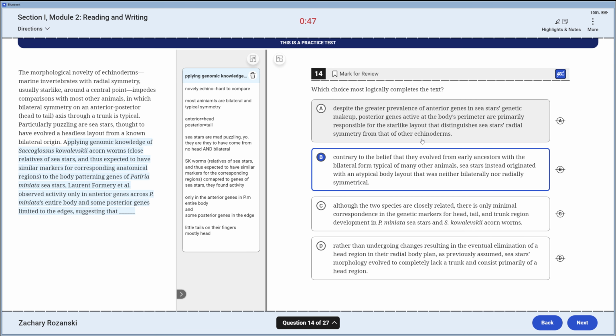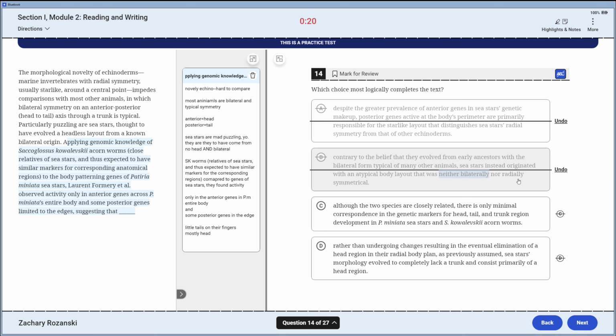What's happening? Okay. Despite the greater prevalence of anterior genes in sea stars' genetic makeup, posterior genes that distinguishes I don't agree with it. That distinguishes sea star radial symmetry from that of other ones, that's not true. Contrary to the belief that they evolved from early ancestors with bilateral forms of. No, my conclusion is that they did do that from them. That was neither. No, my conclusion is that they did come from bilateral, not this atypical, whatever that's saying, nor radial symmetry. They were bilateral. Their head just became their bodies, and they are now radial.